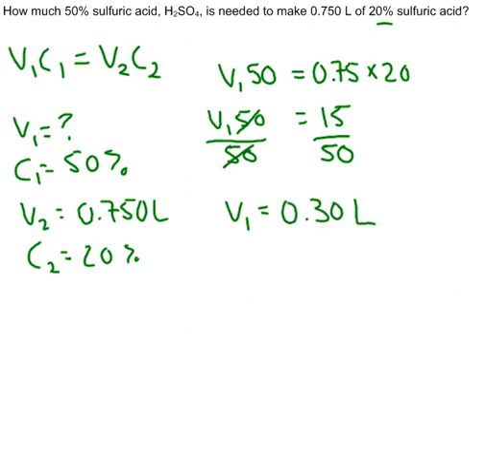So what this means is, if we want to make 0.75 liters of 20% sulfuric acid from our stock bottle of 50% sulfuric acid, we'd need to start with 0.3 liters, or 300 milliliters, add some water till we get to 750 milliliters, or 0.75 liters, and now we'll have a new concentration of 20%, so much more dilute.